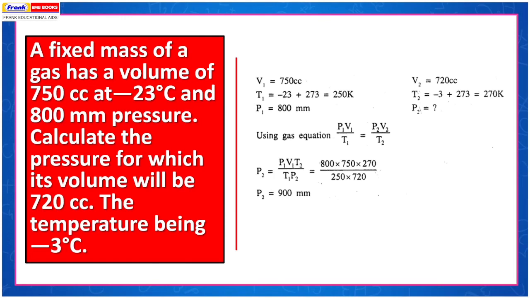Using the gas equation, we know P1V1 by T1 equals P2V2 by T2. Thus, P2 is P1V1T2 by T1V2. Substituting the values, for the pressure we get 900 mm.